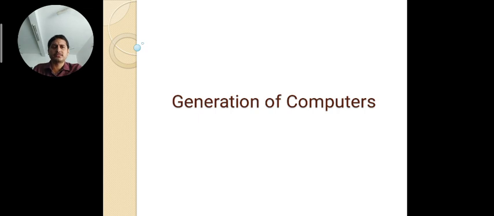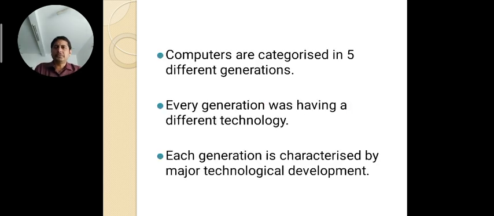We have all the things documented here. So computers are categorized in 5 generations: first generation computer, second generation, third generation, fourth generation and fifth generation. Every generation had a different technology. It is quite obvious. The same thing will not be carried on in every generation. It is not possible. So every generation will have a different technology. A generation is characterized by major technological developments.